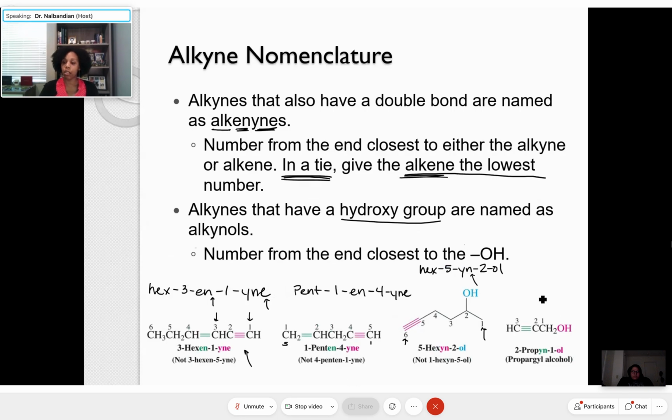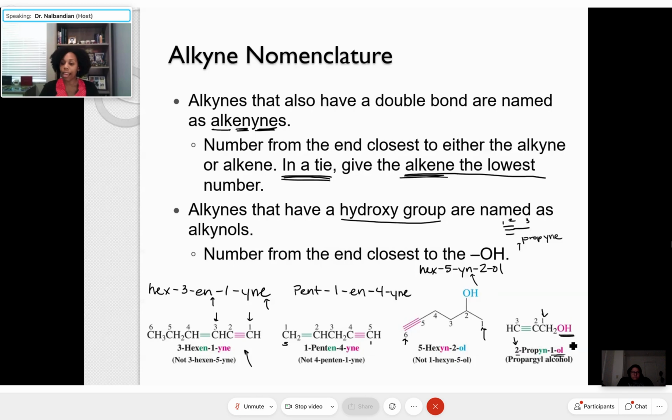Then our last one here, again, number it to get to the alcohol as quickly as possible. So this is carbon 1. We have an alkyne between carbons 2 and 3, so 2-propyn-1-ol. Even though this is a 3-carbon chain, we have to say where the alkyne is now because we've added an alcohol. If this was just a regular 3-carbon alkyne, then we would just call this propyne. No number needed, because there's only one way to do it. It has to be between carbons 1 and 2.